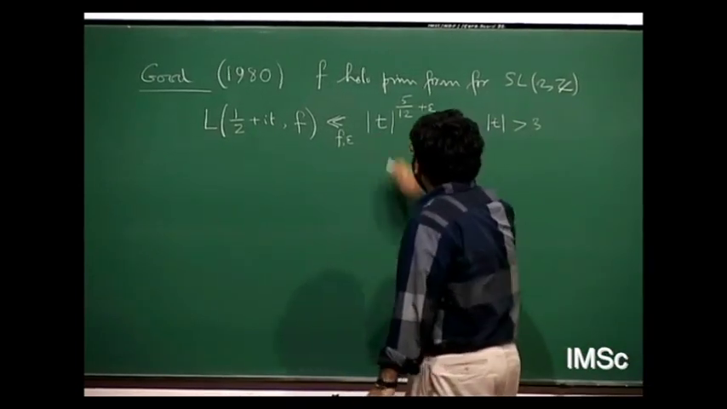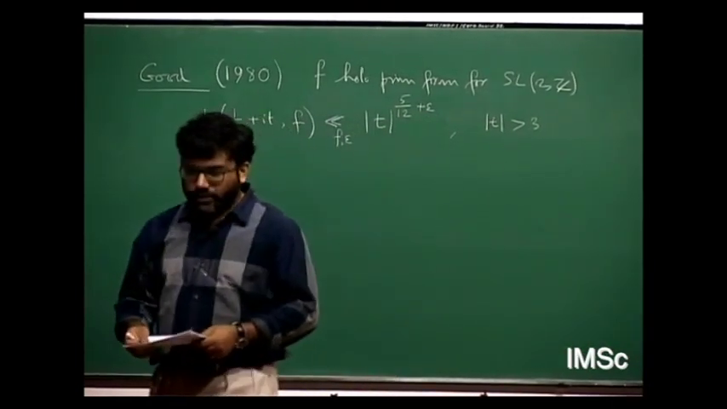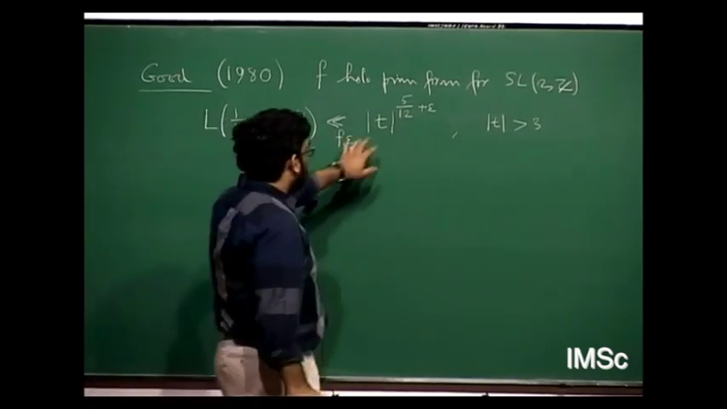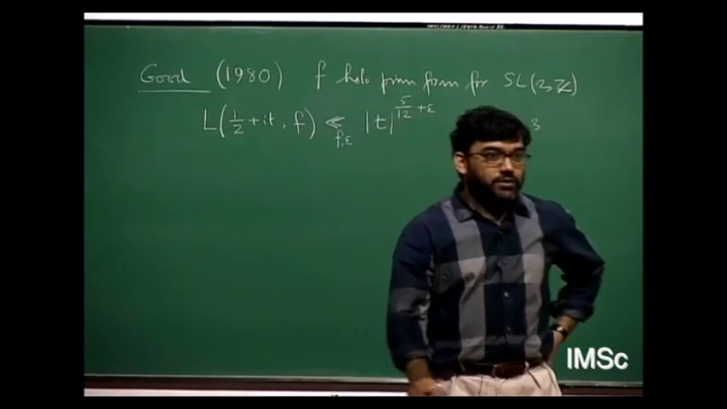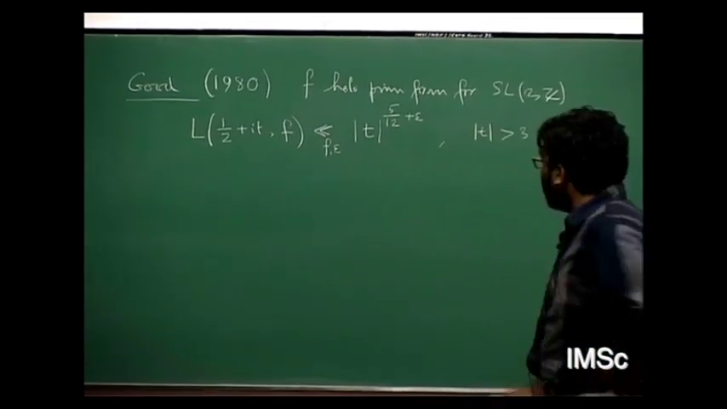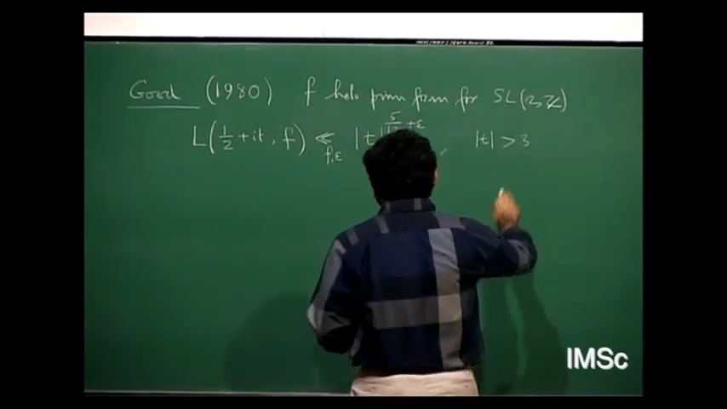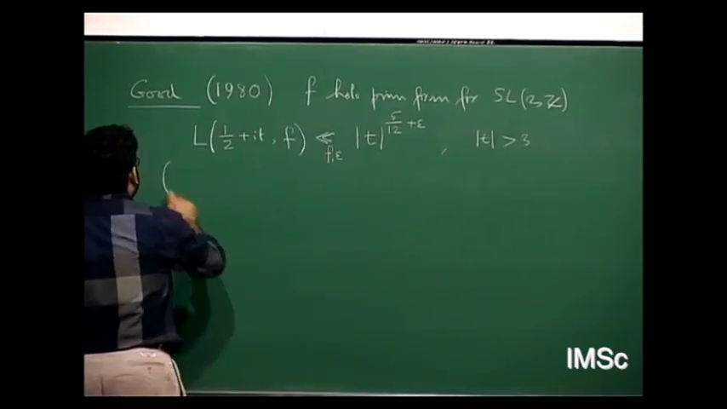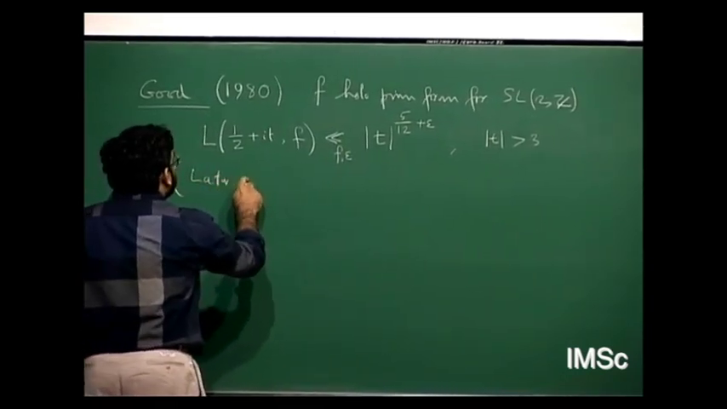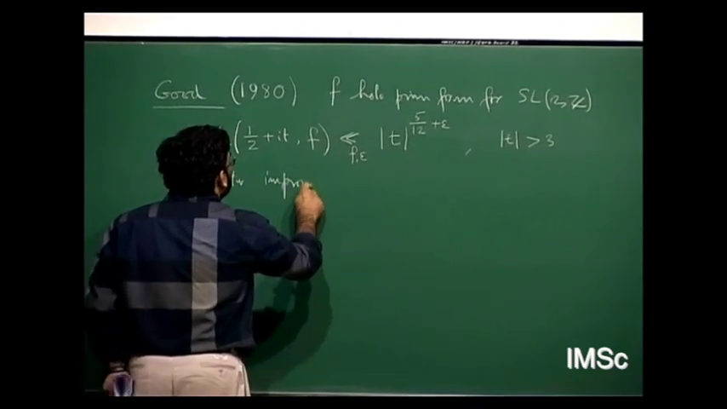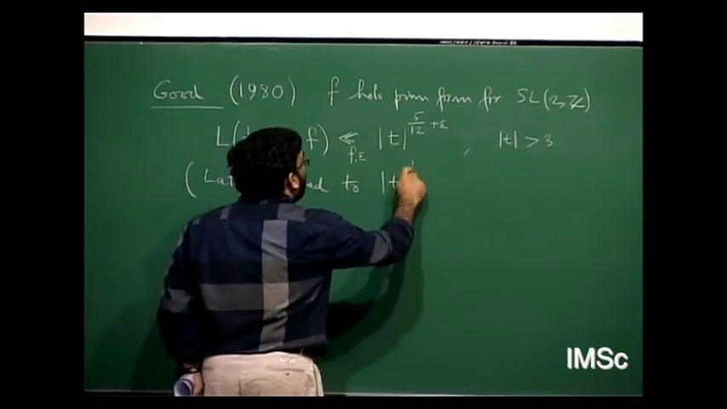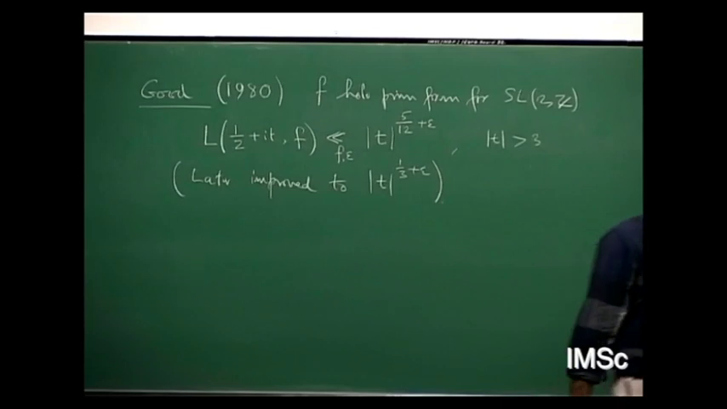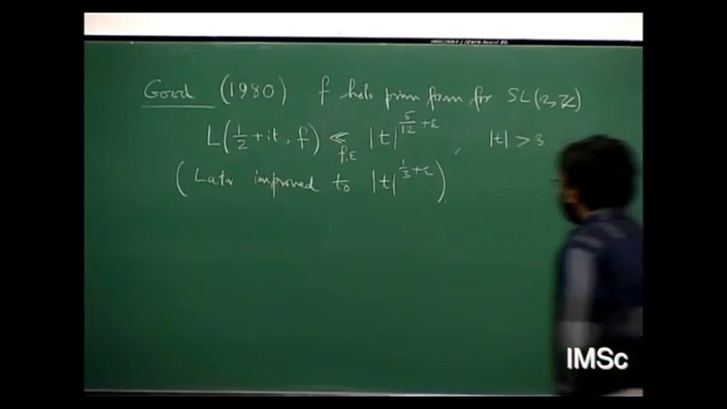Anyway, so later he improved this to, I think, 1/3. So the convexity bound in this case is t to the power 1/2, which follows from the functional equation of the L function, right? So this is the first instance of a subconvexity in the case of a GL2 L function. So let me also write it later. It was improved to t to the power 1/3 plus epsilon. The exponent 1/3 is particularly nice because it's the Weyl exponent, the subconvexity, right?